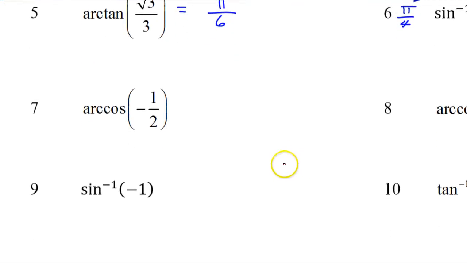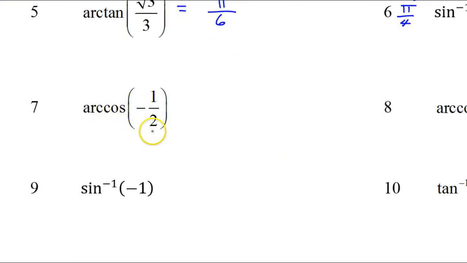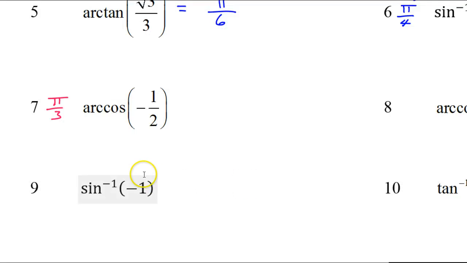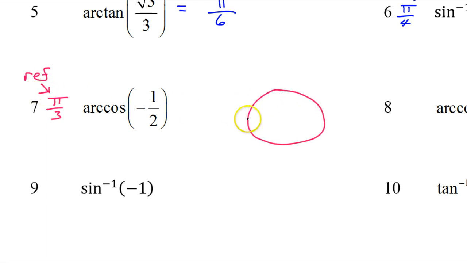All right, number 7. Arc cosine of negative 1/2 is just an angle. It's the angle whose cosine is negative 1/2. Well, forget the negative sign for a second. What angle has a cosine of positive 1/2? Hopefully you have memorized that that is pi over 3. The cosine of pi over 3 is 1/2. Now that's positive 1/2, so this is not going to be the answer. This is just the reference angle. But knowing that that is the reference angle helps me visualize what's happening.